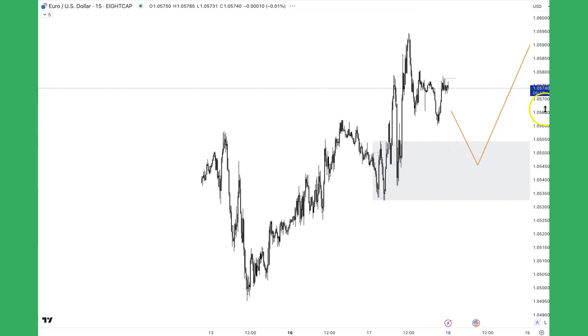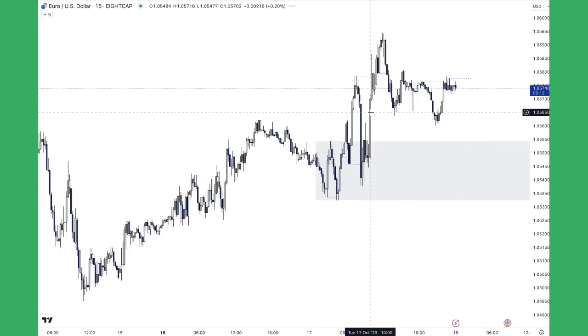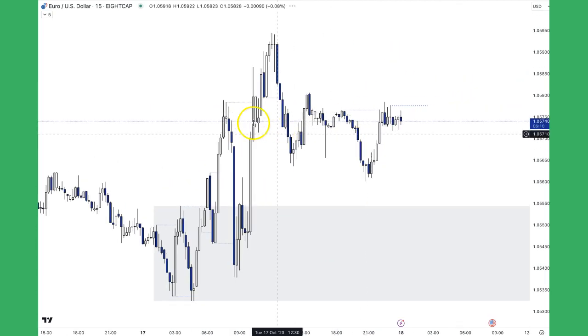Again, my annotations are missing, but essentially this is my swing structure right now.